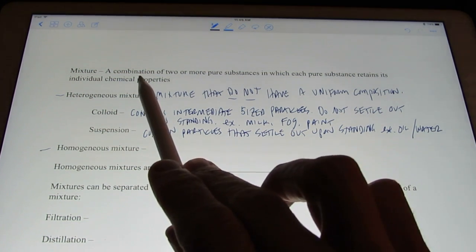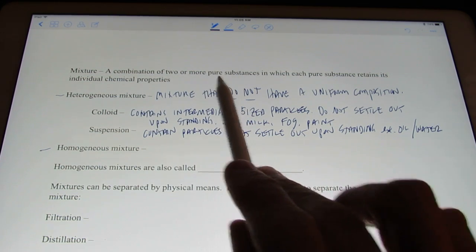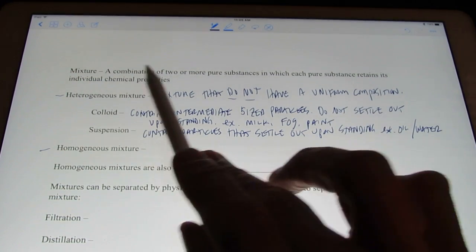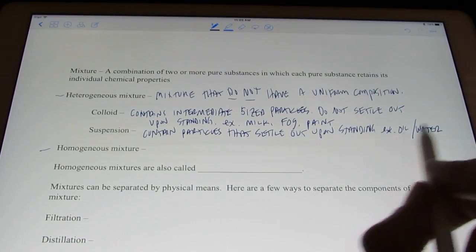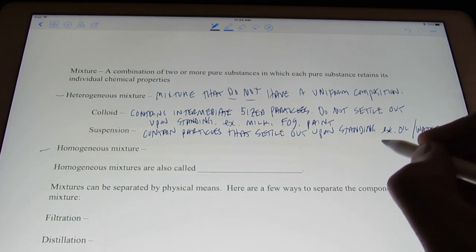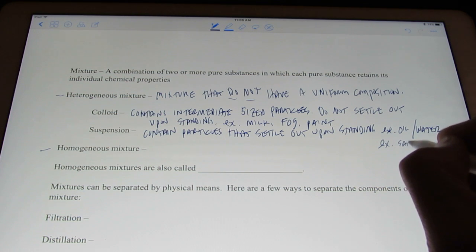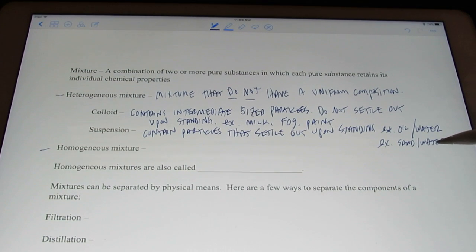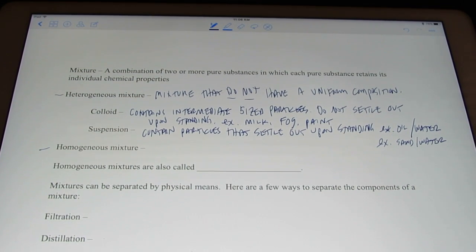Notice these are both a combination of two or more pure substances, in this case oil and water, in which each pure substance retains its individual chemical properties. I can separate the oil from the water fairly easily. Another example might be sand and water. I could easily separate the sand from the water by filtering it, which we'll talk about in just a minute. And when I'm done separating it, I will still have sand and I will still have water. They all retain their individual chemical properties.